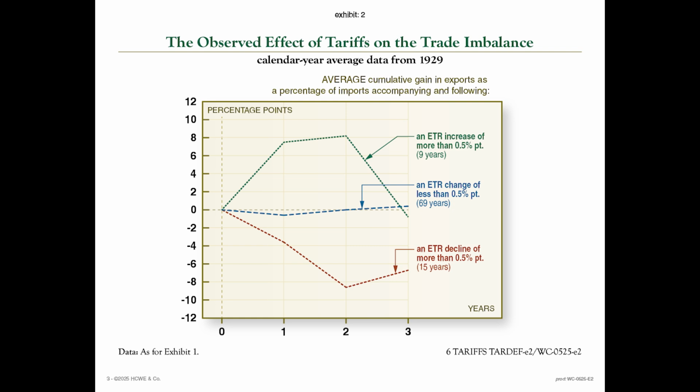And you see clearly that an increase in tariffs increases the ratio of exports to imports. We call that an improved trade imbalance in the first year that it takes place. And that's preserved for a second year, but it has a strong tendency to return to normal in the third year. So the effect of a tariff increase or a tariff decline on the trade imbalance looks as though it's largely temporary.